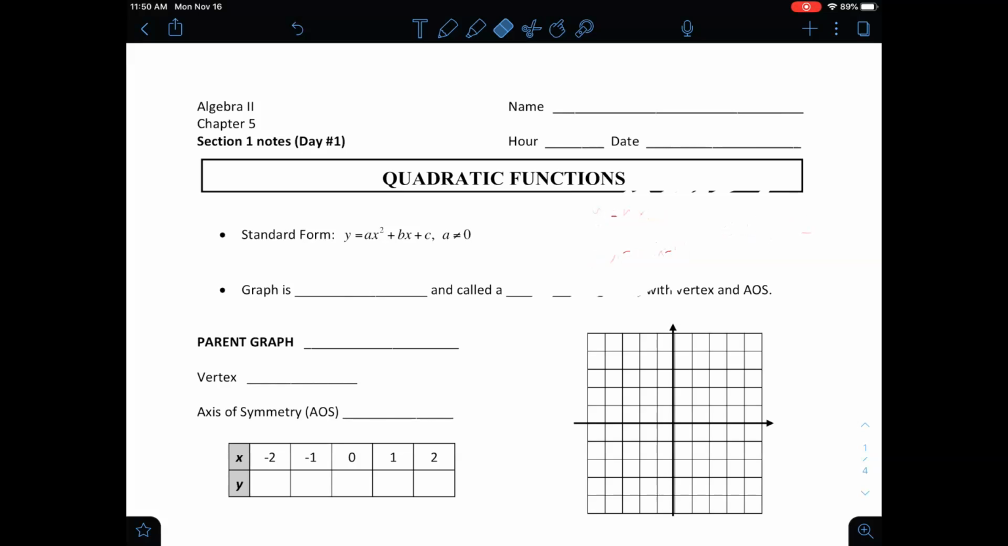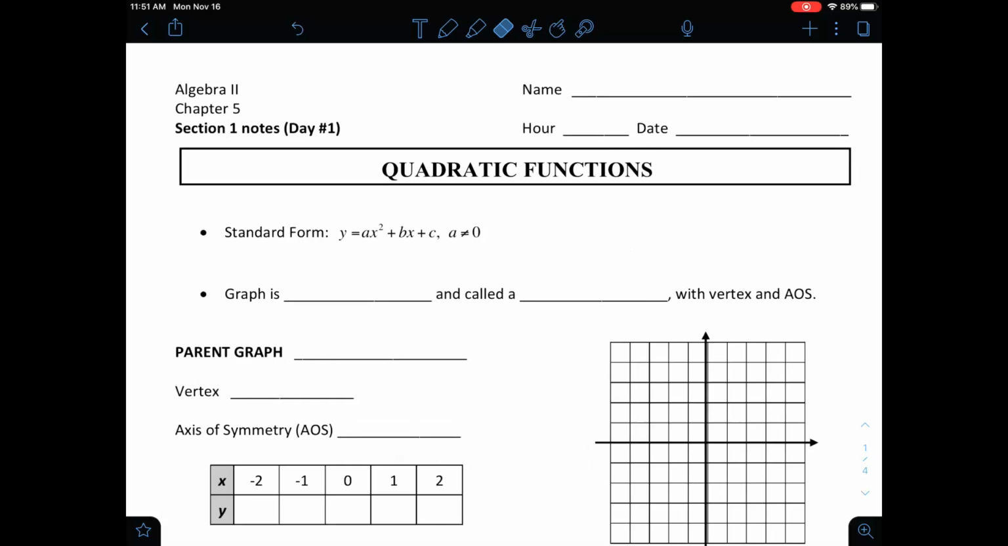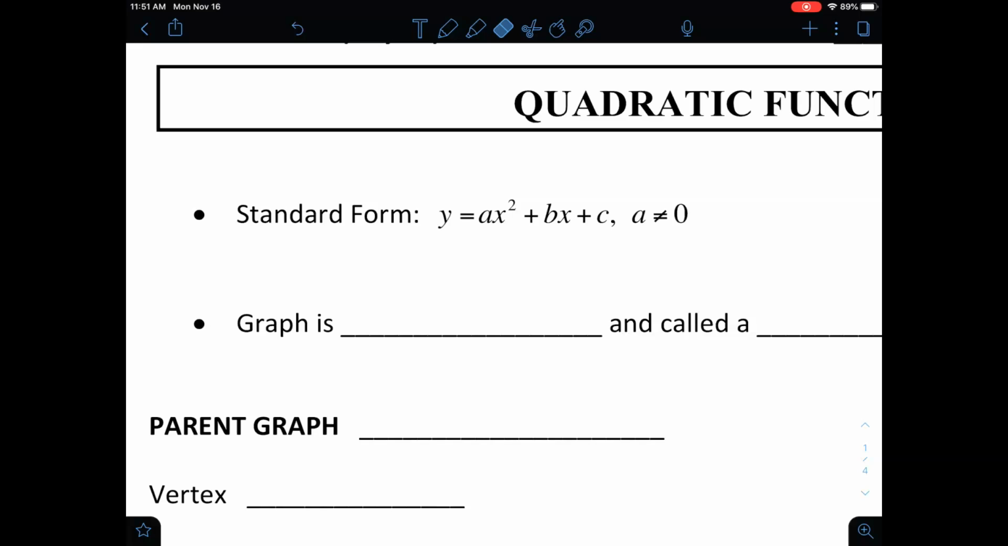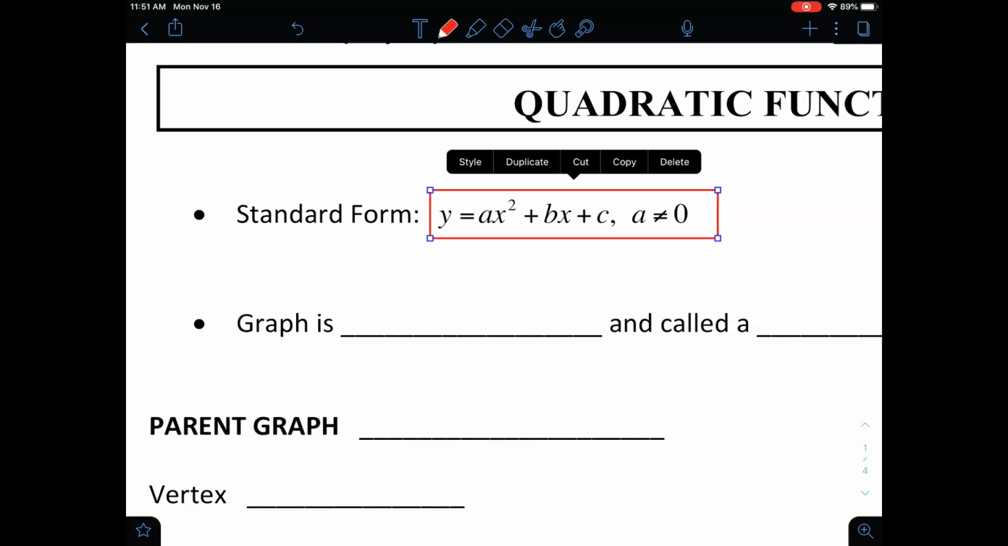But today we're going to be starting with what's called standard form. Standard form is y equals ax squared plus bx plus c, and a does not equal 0. I'm going to box that. That's what we're going to be talking about today.